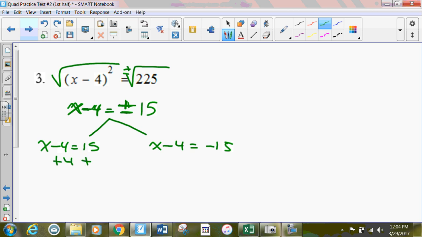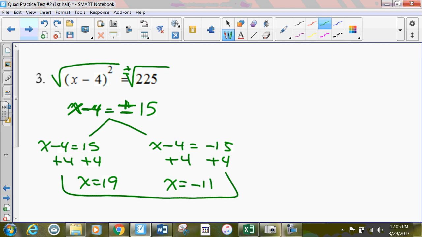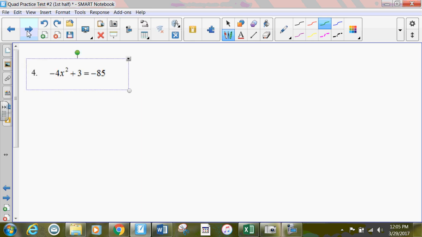So we're going to go ahead and add 4 to both sides. So one of our answers is 19, and we add 4 to both sides. Our other answer is what? Negative 11. Those are our two answers. And let's move to the next one.